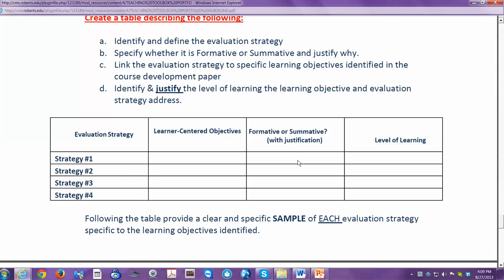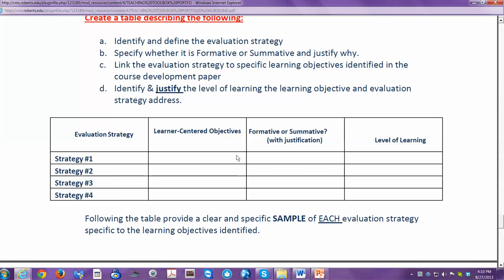And I will remind you that in general, formative assessments do not carry points. In other words, the student does not get graded on a formative assessment. It's supposed to help the student move forward, not be a final number. So if it's formative, it likely is not graded. And then what level of learning are you measuring according to Bloom's taxonomy? Then you'd have strategy 2, 3, and 4.